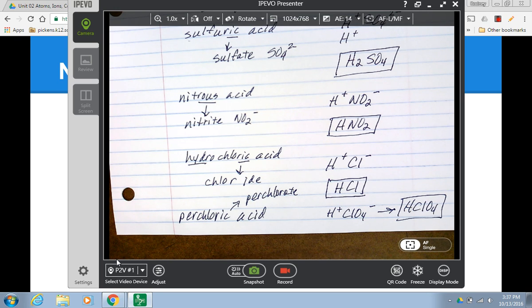The positive and negative cancel out, so we rewrite it without the charges, and now we have the formula. So remember the system for naming the acids. Sprite is delicious. My ride has hydraulics. I ate something icky. And you should be able to go from the formula to the name and the name to the formula.